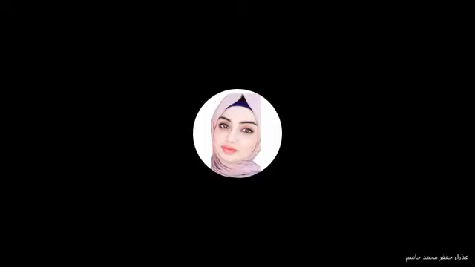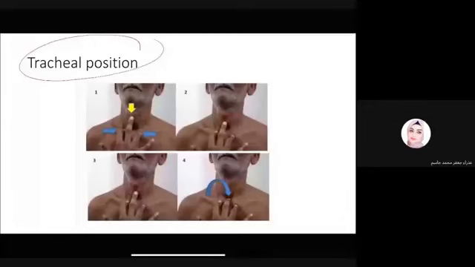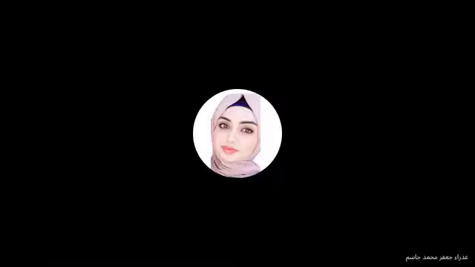زين. Now we go to tracheal position. Tracheal position, we have 3 tracheal examinations. Okay, first we need to assess the tracheal position. Okay, we need to assess cricosternal distance, and we need to assess tracheal tug. Okay, so what we have is position, cricosternal distance, and tracheal tug.